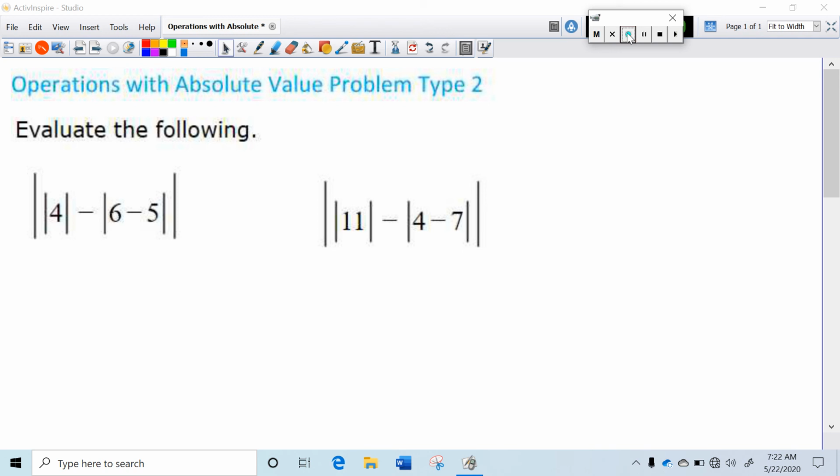Questions with absolute value, problem type 2. Okay, absolute value symbols are the ones that actually look like they're going straight up and down. And we have several embedded in these. I'm actually going to just take a moment and highlight the absolute value symbols so that you can see what's going on while I'm teaching.